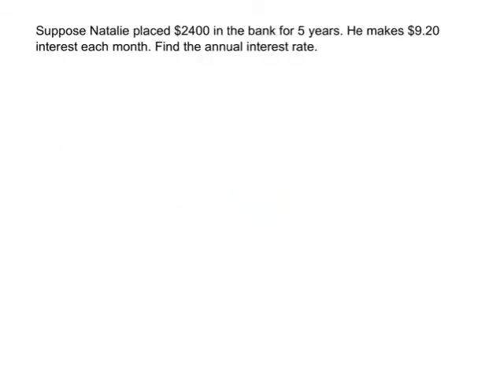Suppose Natalie placed $2,400 in the bank for 5 years. She makes $9.20 of interest each month. Find the annual interest rate. So I need to find how much interest she actually made on the total amount. So to do that, I'm going to take that $9.20, and because that's each month, and this is in years, I need to figure out how many months are in 5 years. Well, there are 60 months in 5 years.